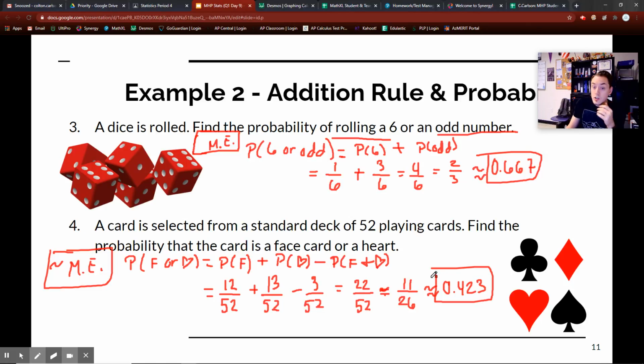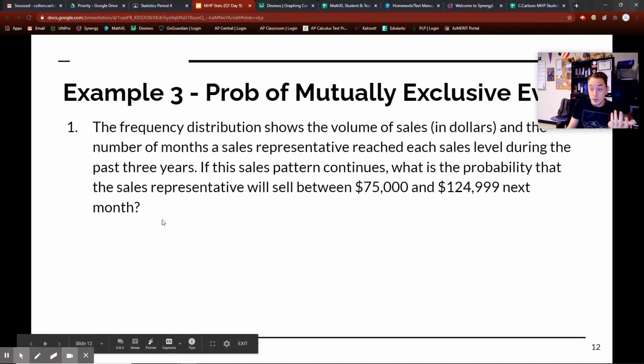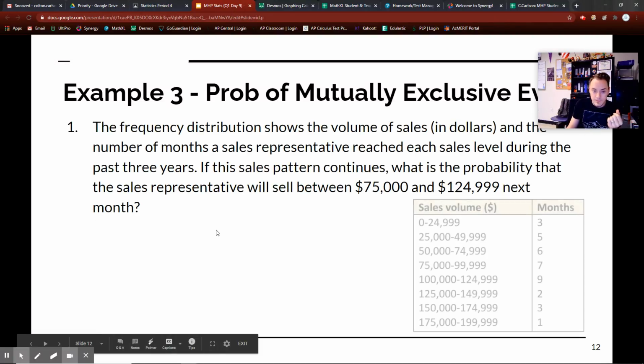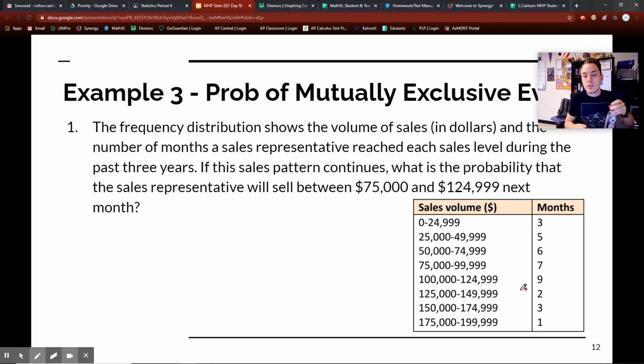Okay? So hopefully you're familiar with the addition rule and how to actually do it. I personally like this a lot better than the multiplication rule. Let's get into a little bit more complicated examples, more empirical probability. Okay. A frequency distribution shows the volume of sales in dollars and the number of months a sales representative reached each sales level during the past 3 years.